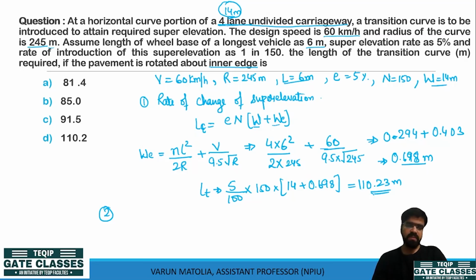We have two other formulas to calculate length of transition curve, but if we look at the options, the value which is coming out is the highest one, and we know that we take the highest value out of all these three formulas.